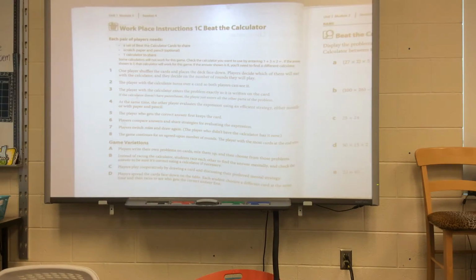These are the directions for workplace 1C, beat the calculator. We're going to modify the directions a little bit so that you can play at home a little bit easier as well as here in class.